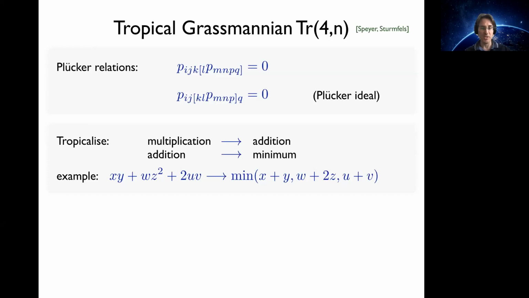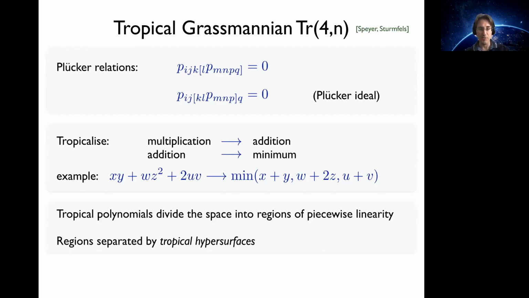And now I'm going to do something that seems quite brutal. I'm going to tropicalize these polynomials. And that means that I'm going to replace multiplication with addition, and addition with taking the minimum. So as an example, I have the polynomial xy plus wz squared plus 2uv. And if I take the tropical version of that polynomial, I'll get a minimum over 3 terms: minimum of x plus y, w plus 2z, and finally u plus v. And notice that I lost the numerical coefficient in front of the last term when I took this tropical polynomial.